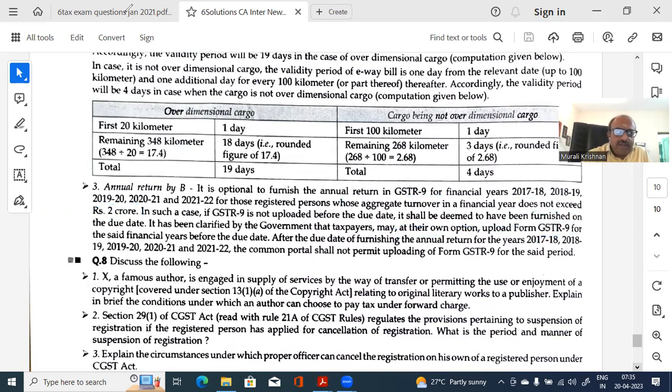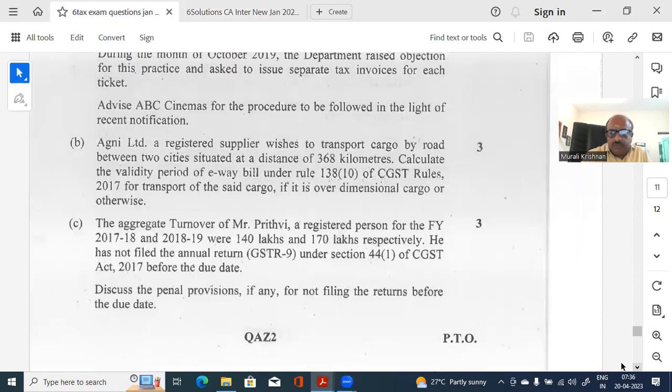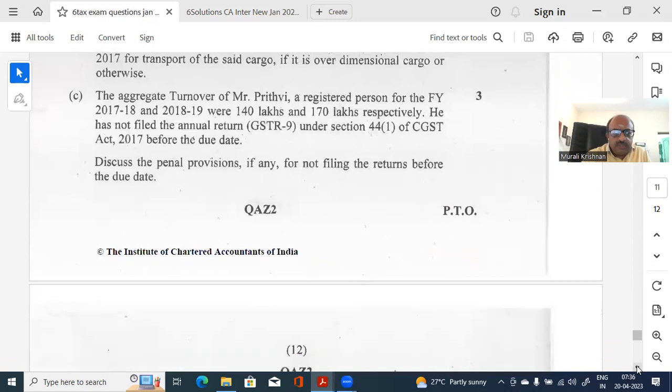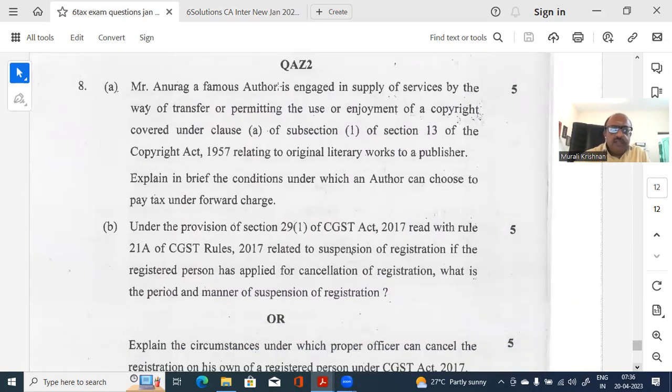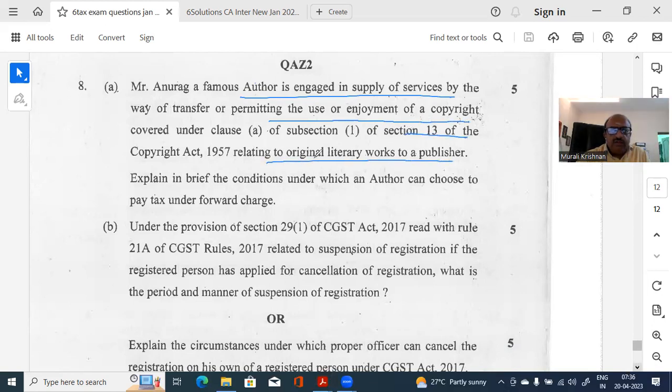Therefore, it is not mandatory, yet it is better to file it. The last part of the question is this one. Anurag, a famous author, is engaged in services of transmitting or permitting copyright under section 13 relating to original literary works. Explain in brief the conditions which an author can choose under forward charge.